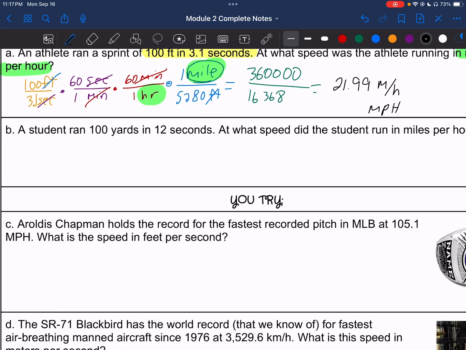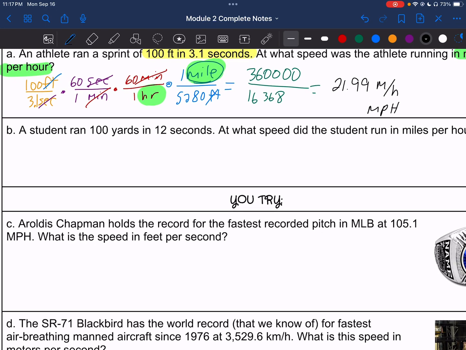Now, letter B, we have a student running 100 yards in 12 seconds. At what speed did the student run in miles per hour? So we're going to start off with 100 yards over 12 seconds.